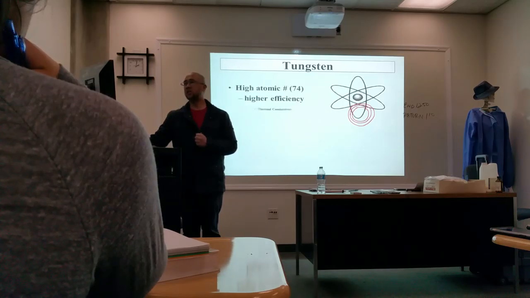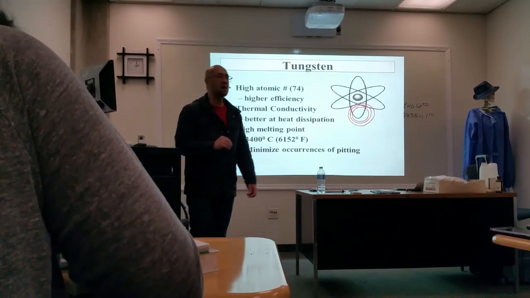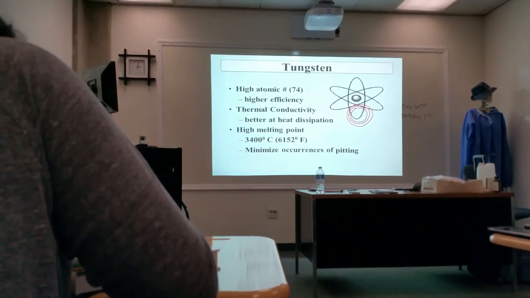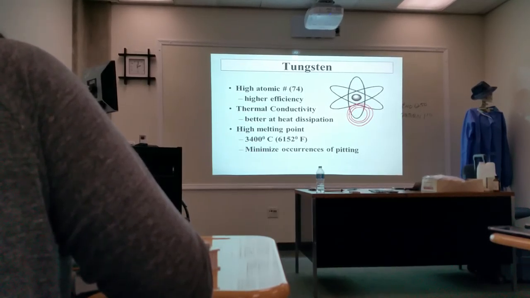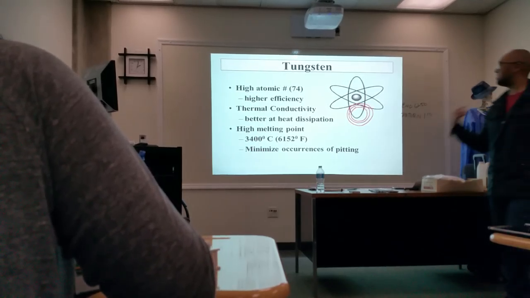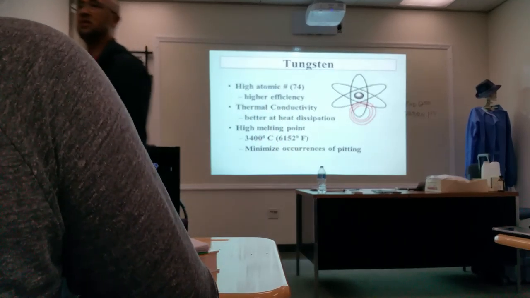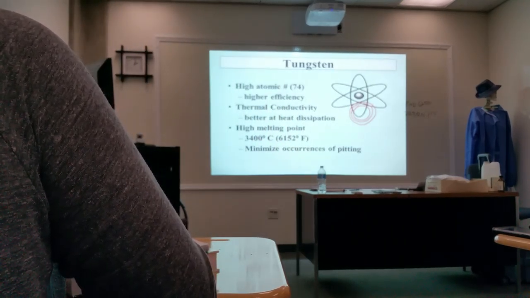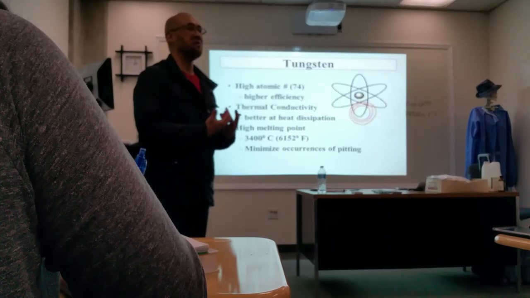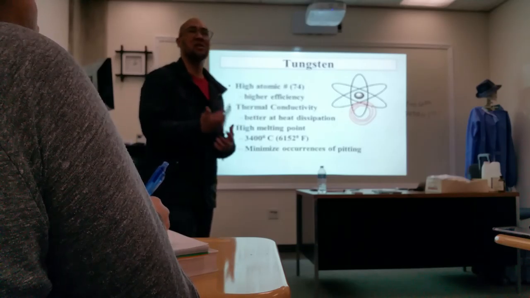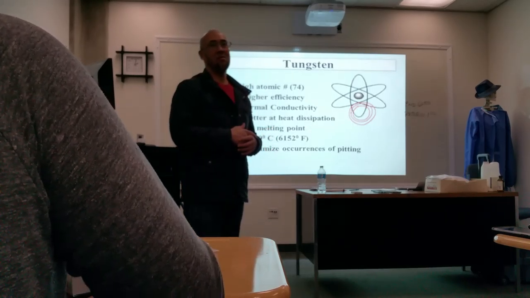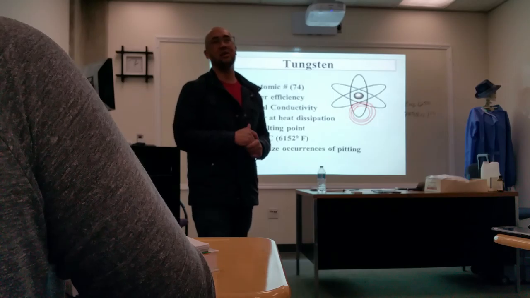Okay? So tungsten is used because it has a high atomic number. It has a high melting point of approximately 3,400 degrees Celsius or 6,100 degrees Fahrenheit. And it also has the capability of dissipating heat, removing heat. No other material has been found to have such a high conversion efficiency. Yeah, that's what I'm saying, it's all relative. That 1% conversion from electrons to X-rays is high because no other metal has been found to do that.